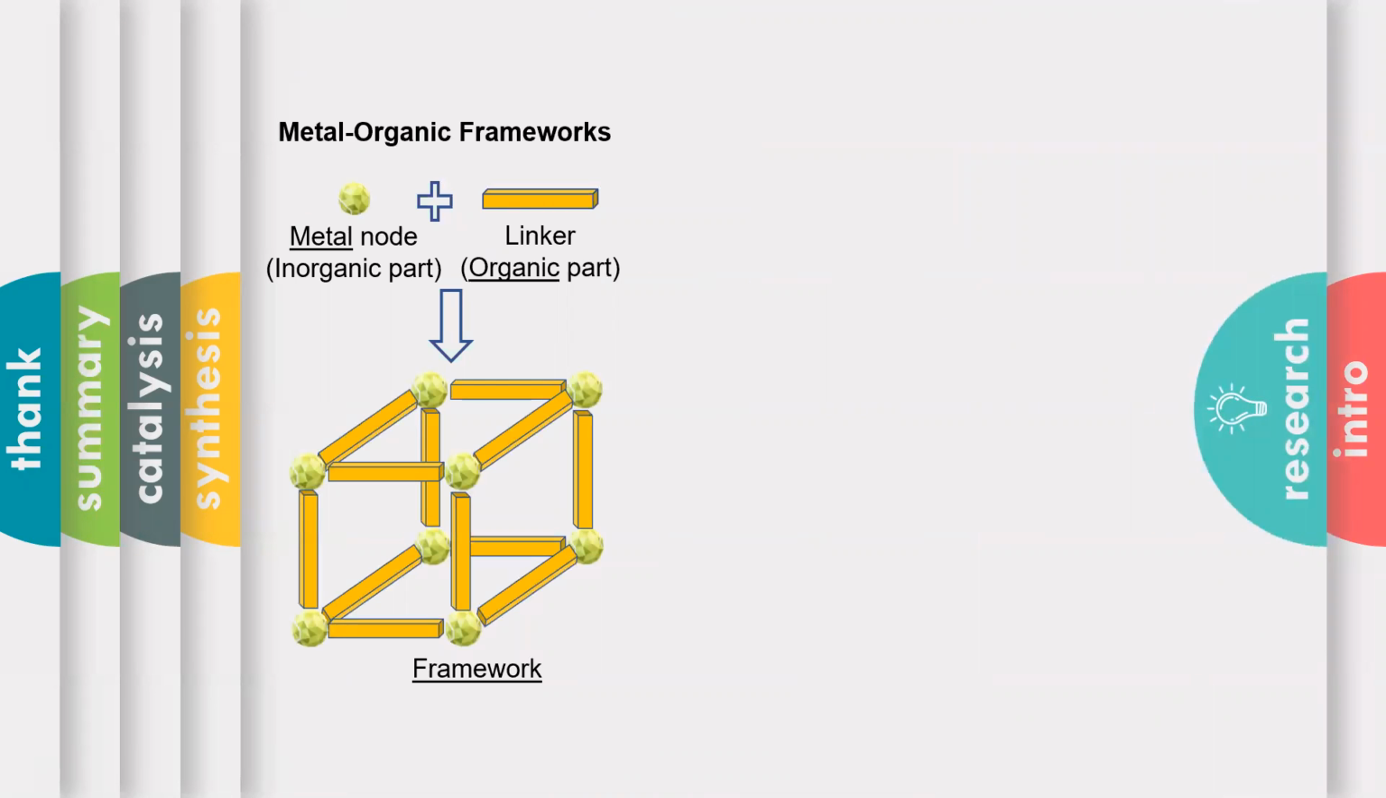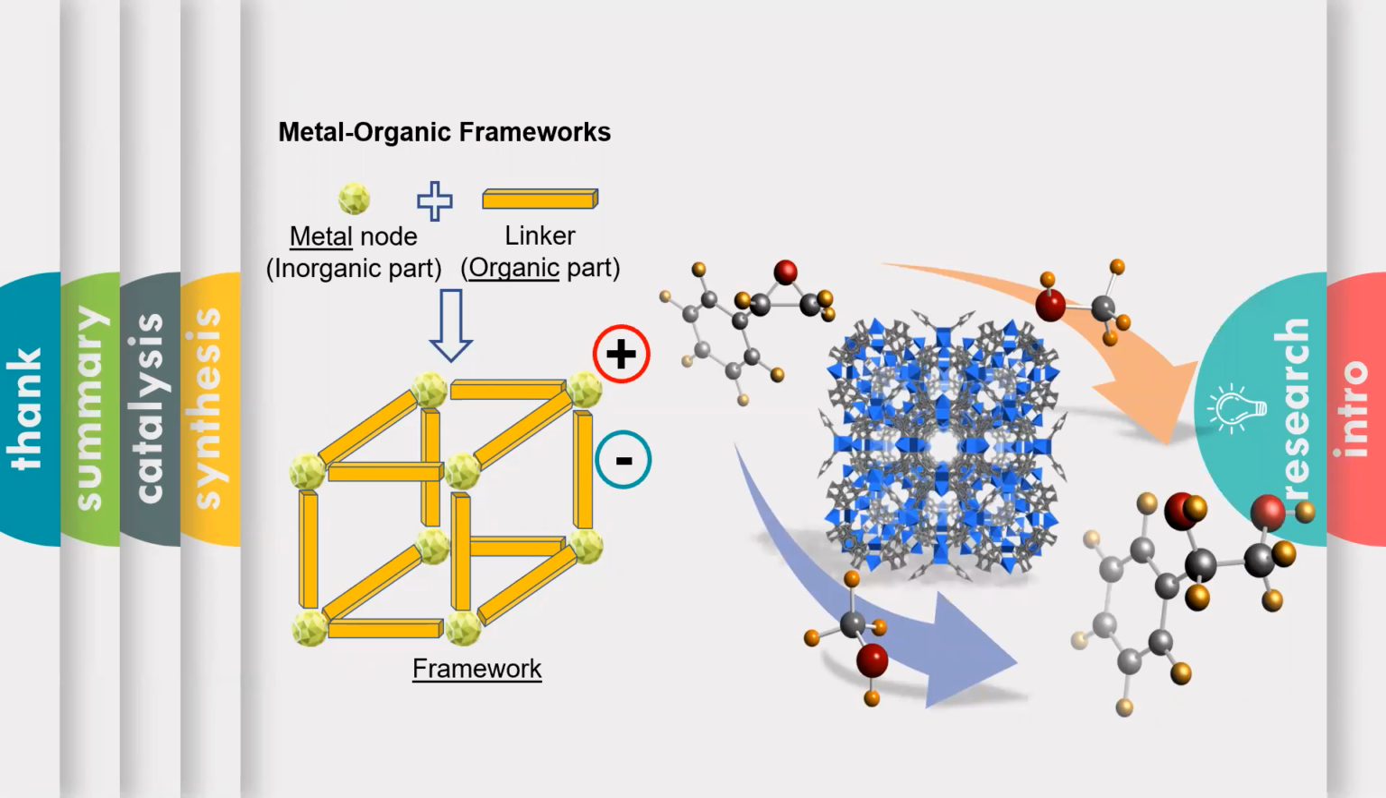The material that I'm going to present today is metal organic frameworks, or MOFs, which are a new type of crystalline porous materials constructed from metal nodes and organic linkers. In most MOF materials, the metal centers can act as Lewis acidic sites, and the anionic ligands can act as basic sites. This combination makes MOFs very promising in catalytic applications.